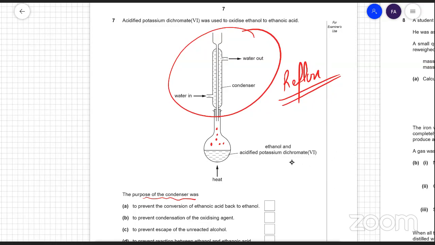Now you want ethanol to react with potassium dichromate 6, but if there's nothing on top, most of the ethanol would simply evaporate and disappear into the atmosphere. So you don't want that to happen. The purpose of the condenser is that if these ethanol particles travel up, the condenser cools them down and they fall back into the container, and they then have no option other than to react with potassium dichromate 6. So you don't want ethanol to evaporate, so you put a condenser on top.